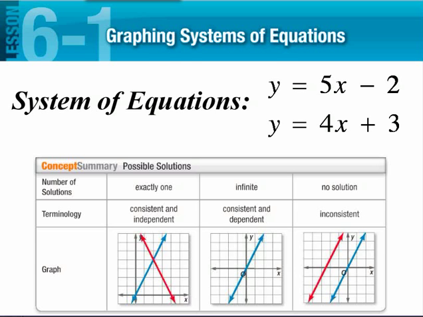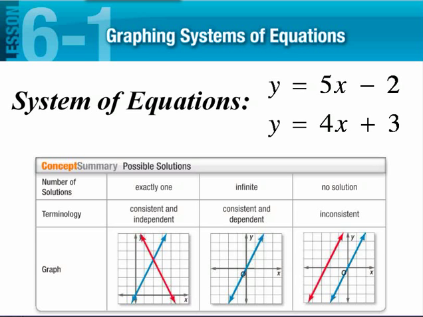So today we're going to be talking about graphing systems of equations. Yesterday we reviewed graphing single lines. Now what we're going to do is put two of them together. So a system of equations, I have an example right here. It basically means more than one equation.